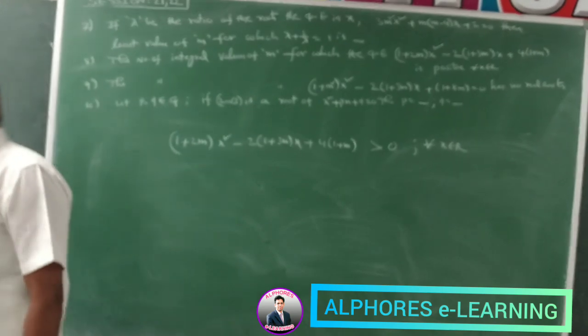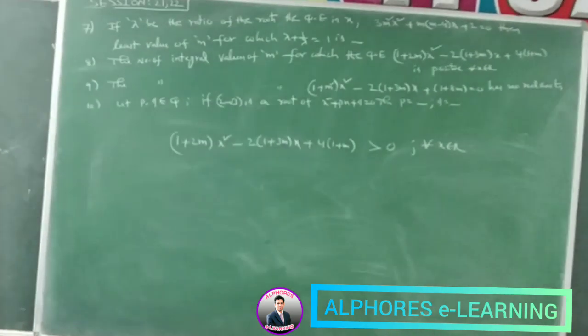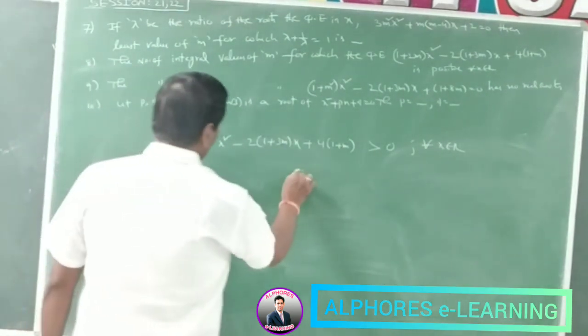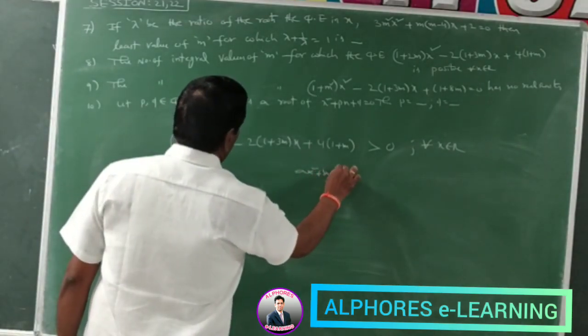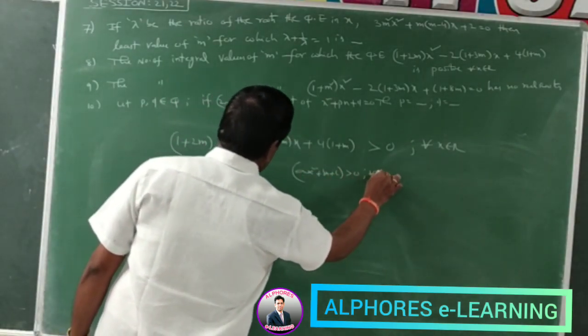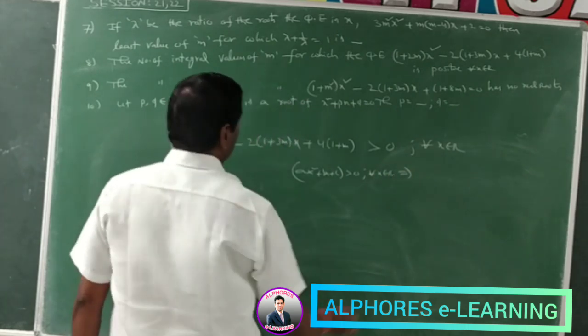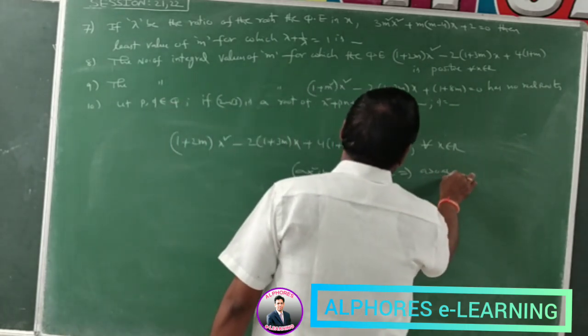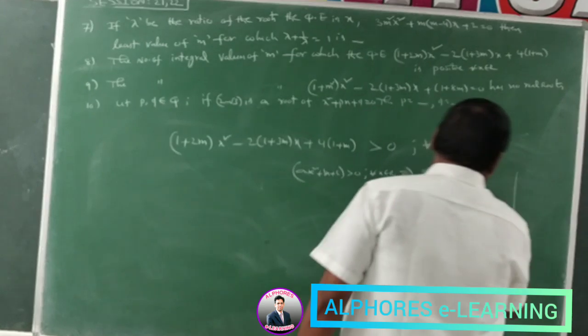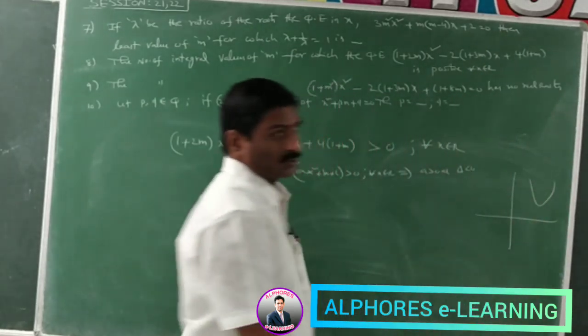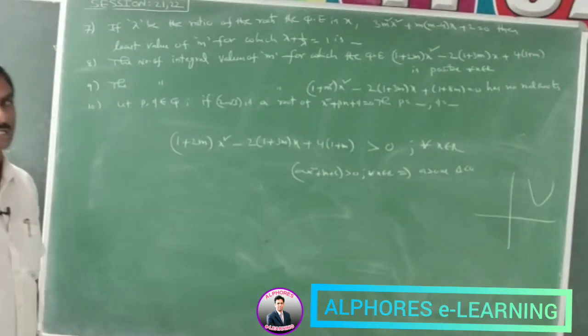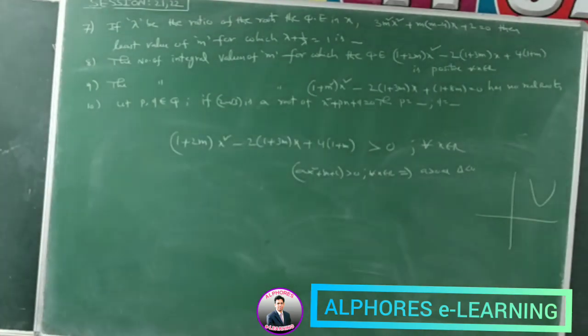It is in the form of ax square plus bx plus c greater than 0 for all x belongs to R. What are the conditions? A greater than 0 and delta less than 0. The graph is strictly above the x-axis, then only it is positive. That means it never cuts the x-axis, delta less than 0. The graph opens upwards means A greater than 0.